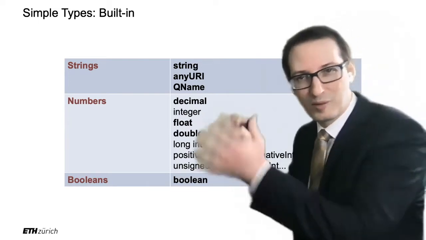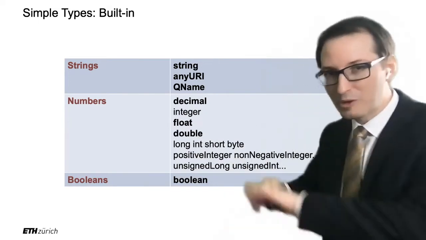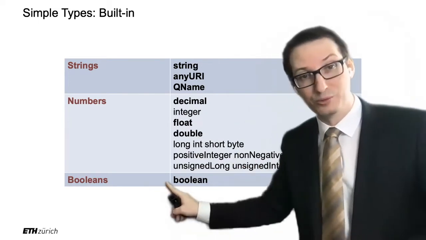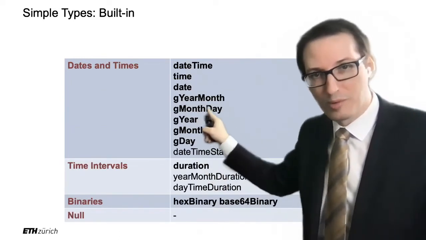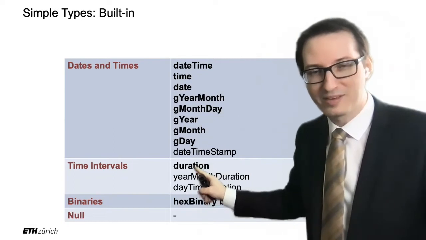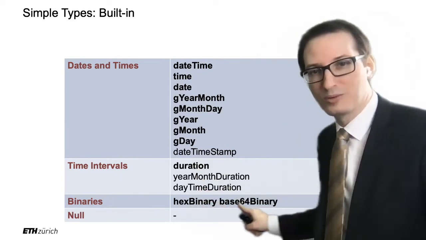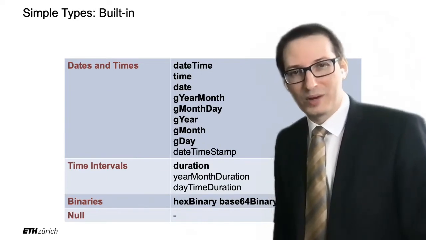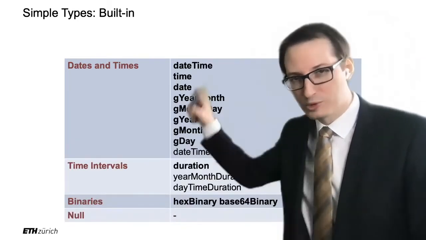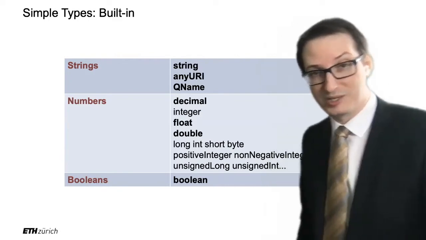So you see you have a very large menu to pick from, a very large list of types that you can use. You have Booleans, you have the dates, date time, year, month, day. You see there's a very, very long list. Duration, hex binary, that's for the binary format. And by the way, this is the same list as for JSON. Almost all of that can also be used in JSON.